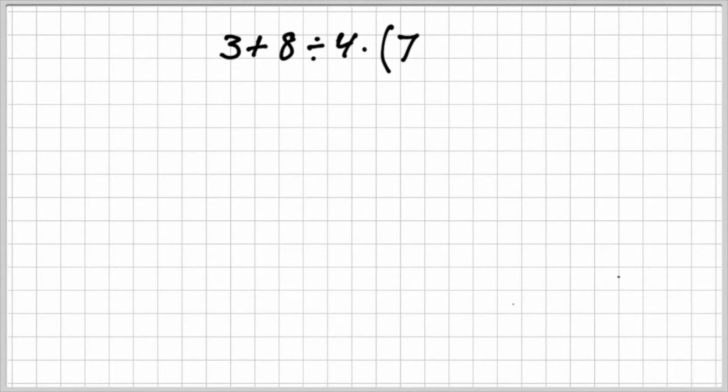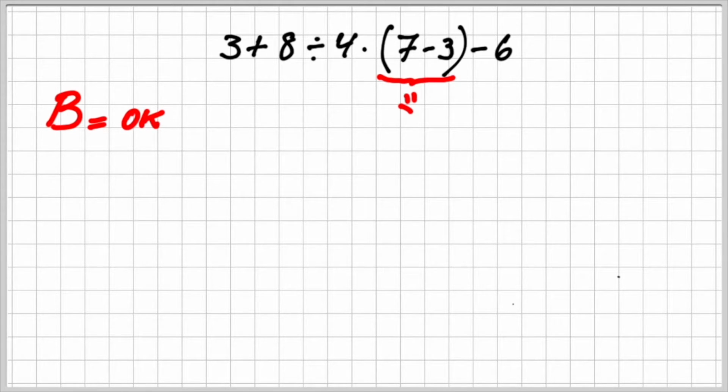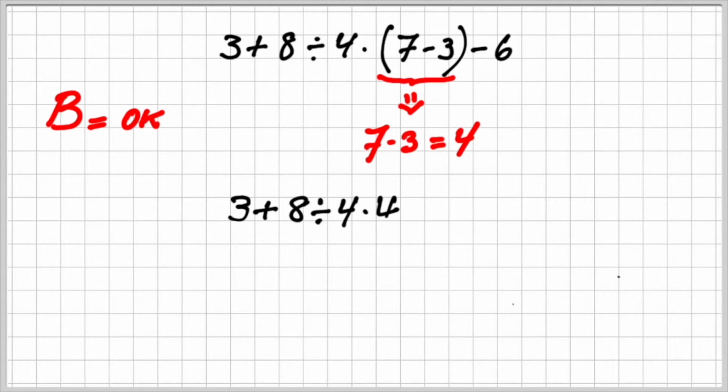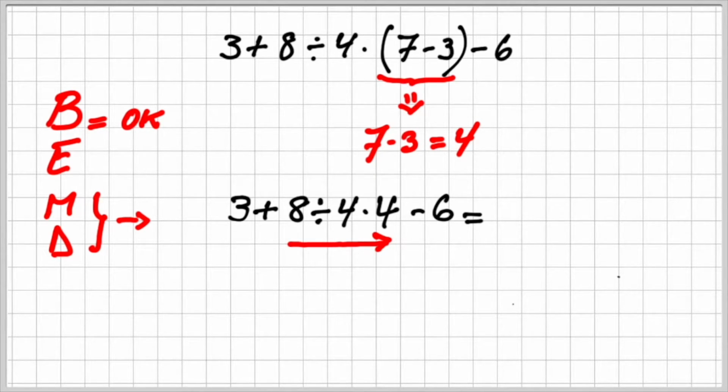We have another example here. We have again brackets, multiplication and division. So we look at the brackets. This is okay. So we have 7 minus 3 is 4. We find 3 plus 8 divided by 4 times 4 minus 6. Now we have no exponents again, like in the previous example, but we have the multiplication and the division. So again, we have to follow the order from left to right. In this case, we have to do the division first and then the multiplication. So we have 8 divided by 4, which gives us 2.